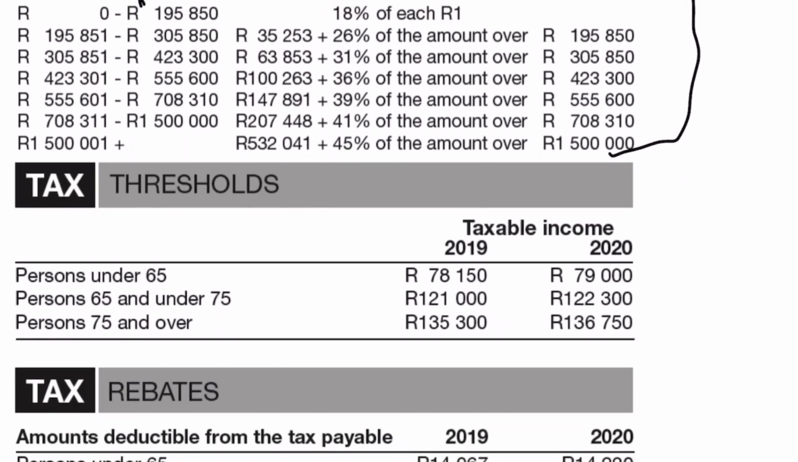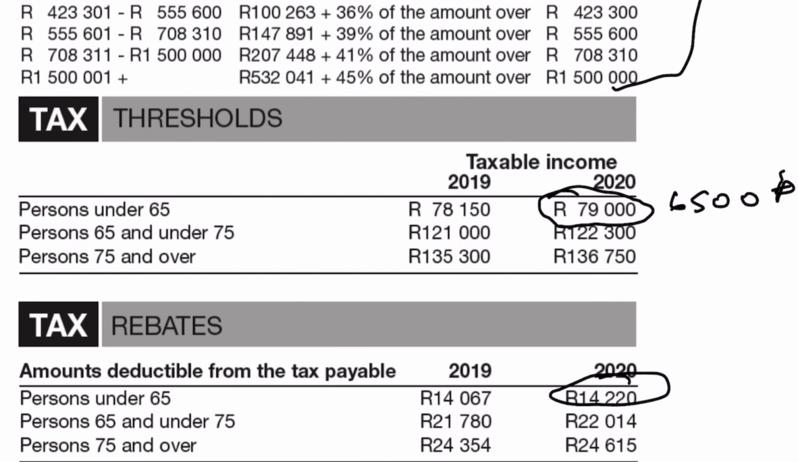Then, as I've mentioned, the tax threshold is 79,000 for now, which is 6,500 per month if you are an employee, or if you want to know how much per month is a tax threshold. And then from there you less your rebate, which is 14,220 for the year 2020. It's 14,220.